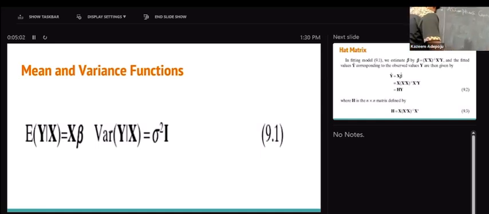Now, when we have a regression model, y equals X beta plus the error in matrix form, the assumptions of this model revolve around the error. If I want to find the mean function, it is the mean function that you see on the board, and the variance function. If I take the expectation of both sides, this means the expected value of the error equals zero. That's an assumption.